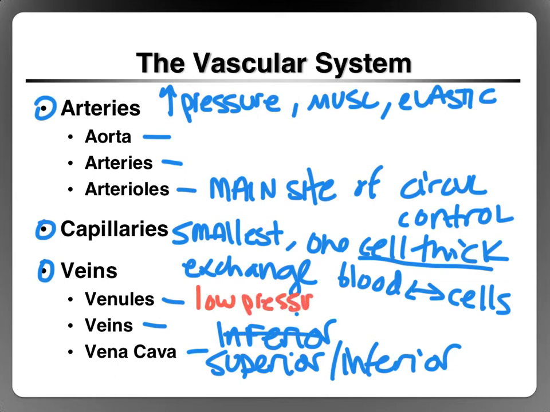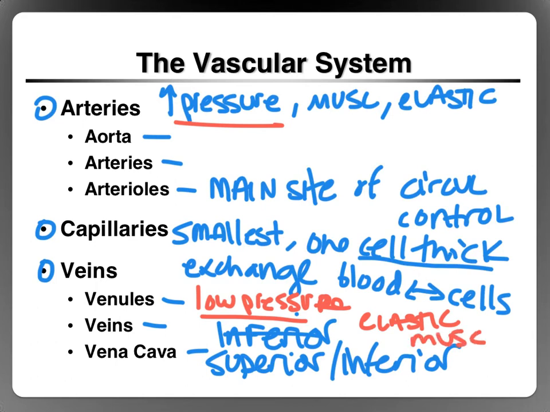Something important about veins is that they're very low pressure. I told you that the arteries are high pressure and the veins are low pressure, and that's going to be important as we talk about blood flow. The veins are also very elastic, and they serve as reservoirs for most of the blood in the body at rest, and you will get to see that on the next slide. They are also muscular. They're just not as muscular as the arteries.